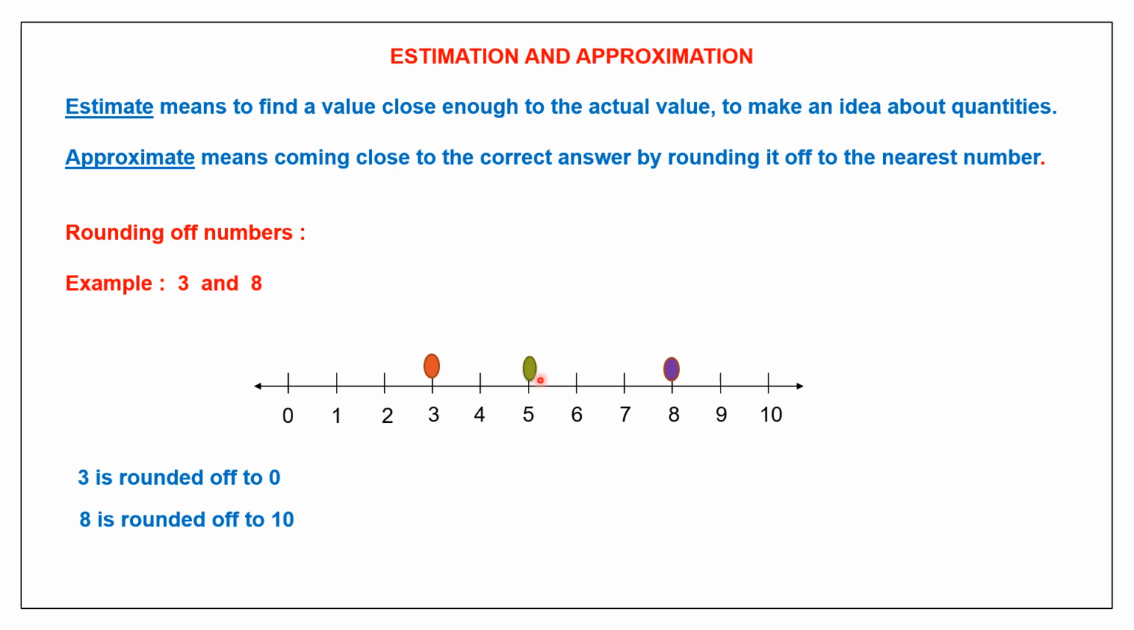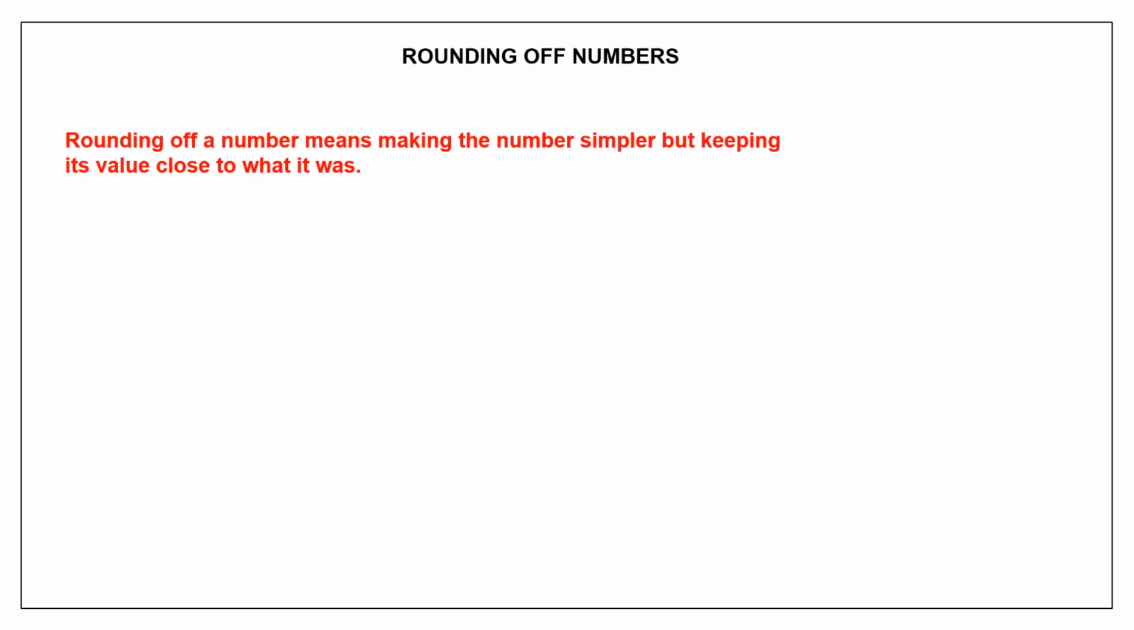Now what we do is, since 5 is right in the middle, we normally represent it and round it off to 10. So 5 or anything above 5 is rounded off to 10 and not to 0 because 5 is in the middle. As a rule, we round off 5 to 10. So 5 is rounded off to 10. So now, what is rounding off numbers? Rounding off a number means making the number simpler but keeping its value close to what it was. Okay, we can't take it completely away from the number. We take the value close to the number itself.